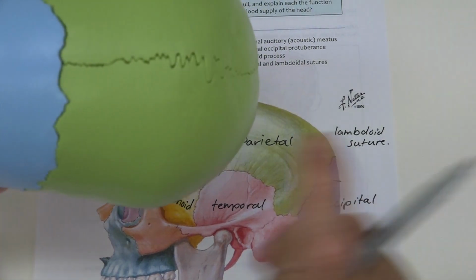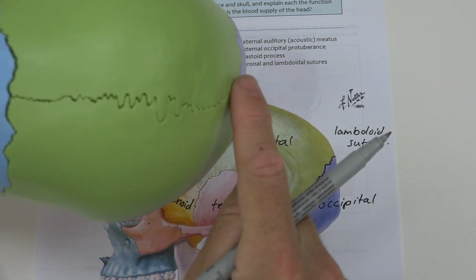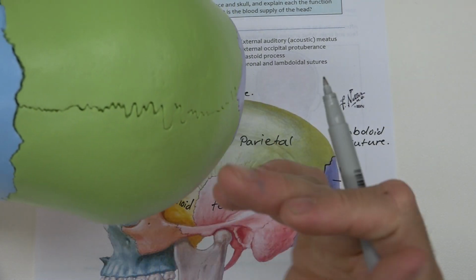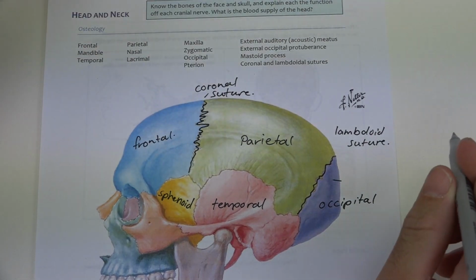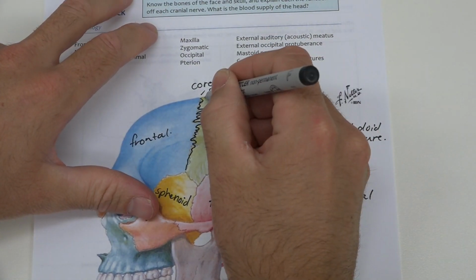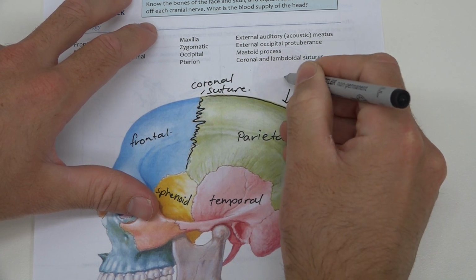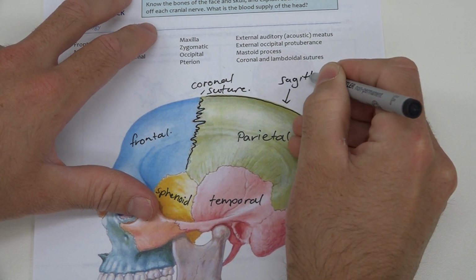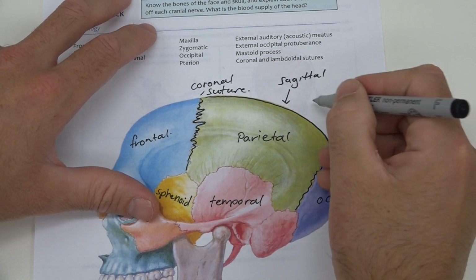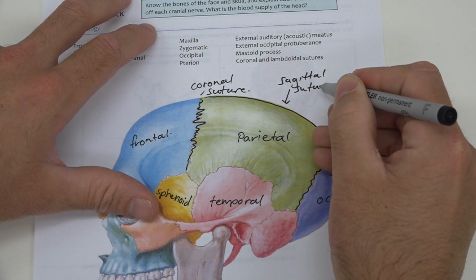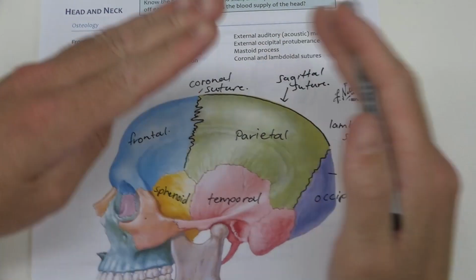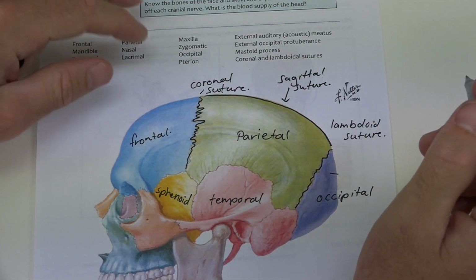Now, between these two, you can see that the two parietal bones are also connected by a suture. And what plane is that running in? So if it's running front to back, along between these two bones, we would call it the sagittal suture. Now, whilst we can't see it in this picture, we can imagine that it would be separating the two parietal bones.